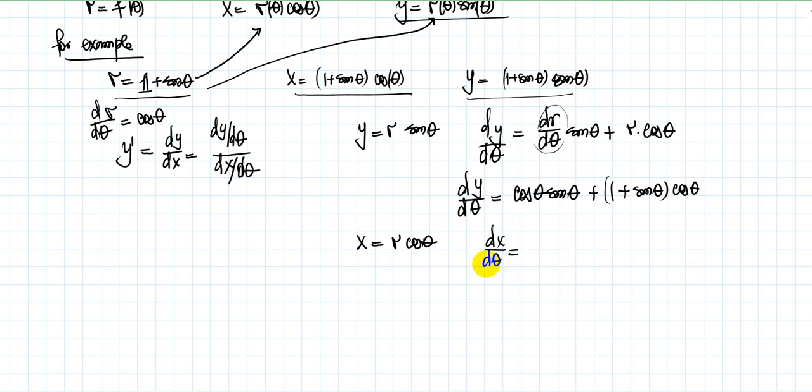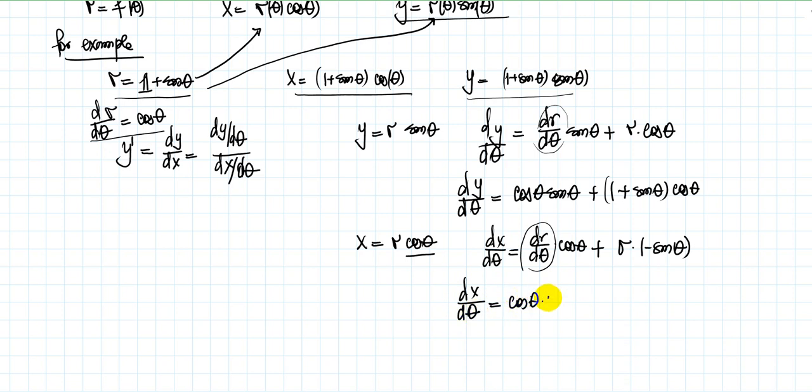It's going to be the derivative of the first function, which is dr d theta, multiplied by the cosine of theta, plus the first function multiplied by the derivative of the second. What is the derivative of the second function? Minus sine of theta. Right? For our example, where x is equal to 1 plus sine of theta multiplied by the cosine of theta, I need to apply here dr d theta as cosine of theta. The derivative of the x with respect to the theta is going to be cosine of theta multiplied by the cosine of theta minus 1 plus sine of theta multiplied by the sine of theta.